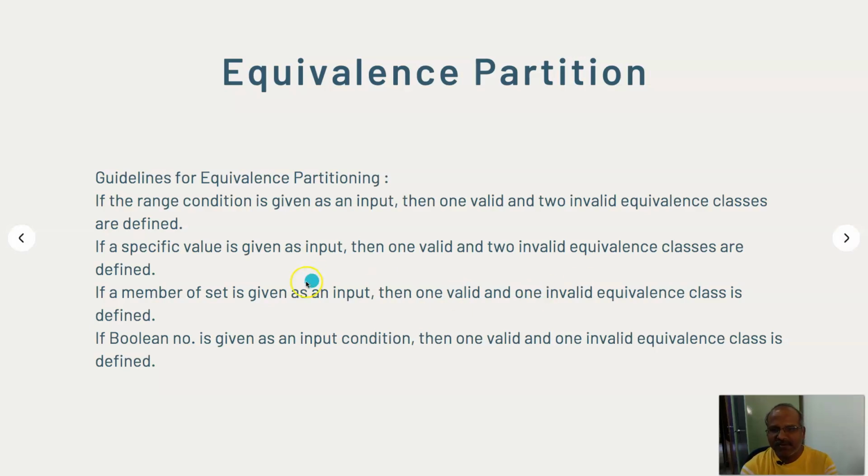So if a member of a set is given as input, suppose we are testing a member of a set, then one valid and one invalid. One inside the set, another outside the set, right? So there are two scenarios. Suppose you get a Boolean, then one valid and one invalid. If you always take true, then false is the invalid class and true is the valid class, right?